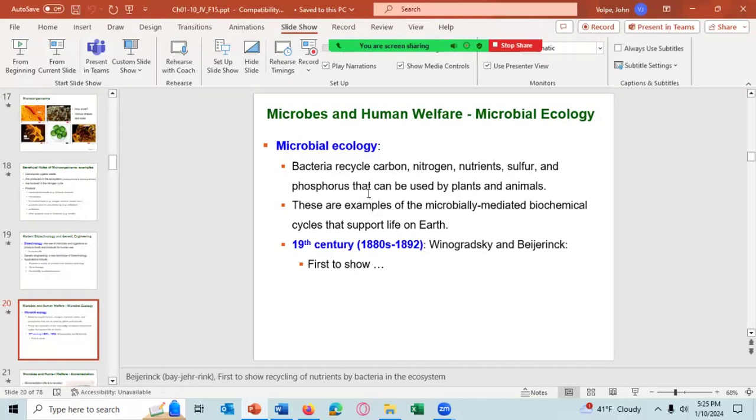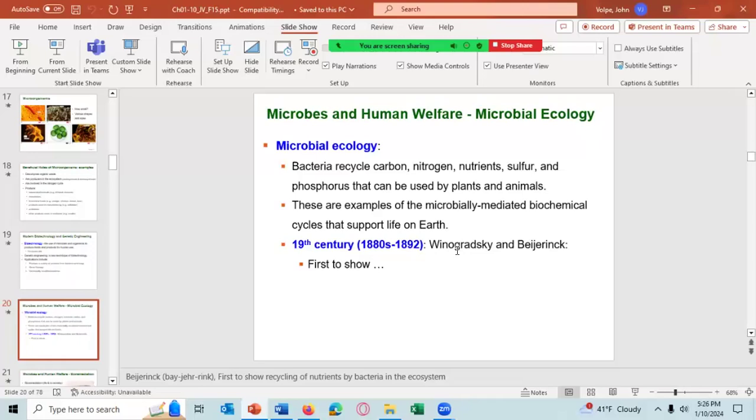And it's true that microbes don't move these elements around from one part in the ecosystem to another as much as they do in the nitrogen cycle. But the microbes are important for moving carbon, nitrogen, sulfur, and phosphorus from one part in the ecosystem to another part in the ecosystem. And then they're also important in recycling nutrients. These are examples of microbial-mediated biochemical cycles that support life on Earth.